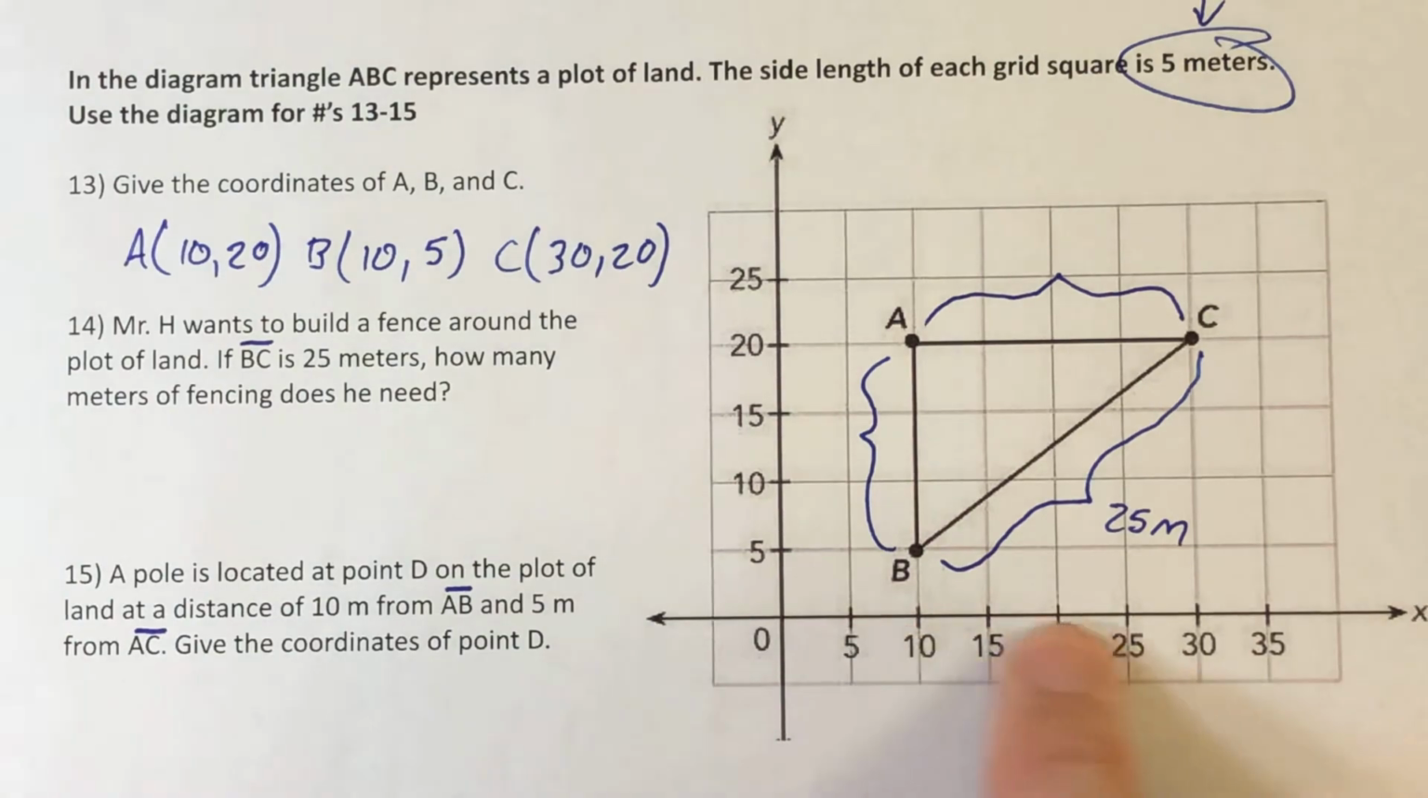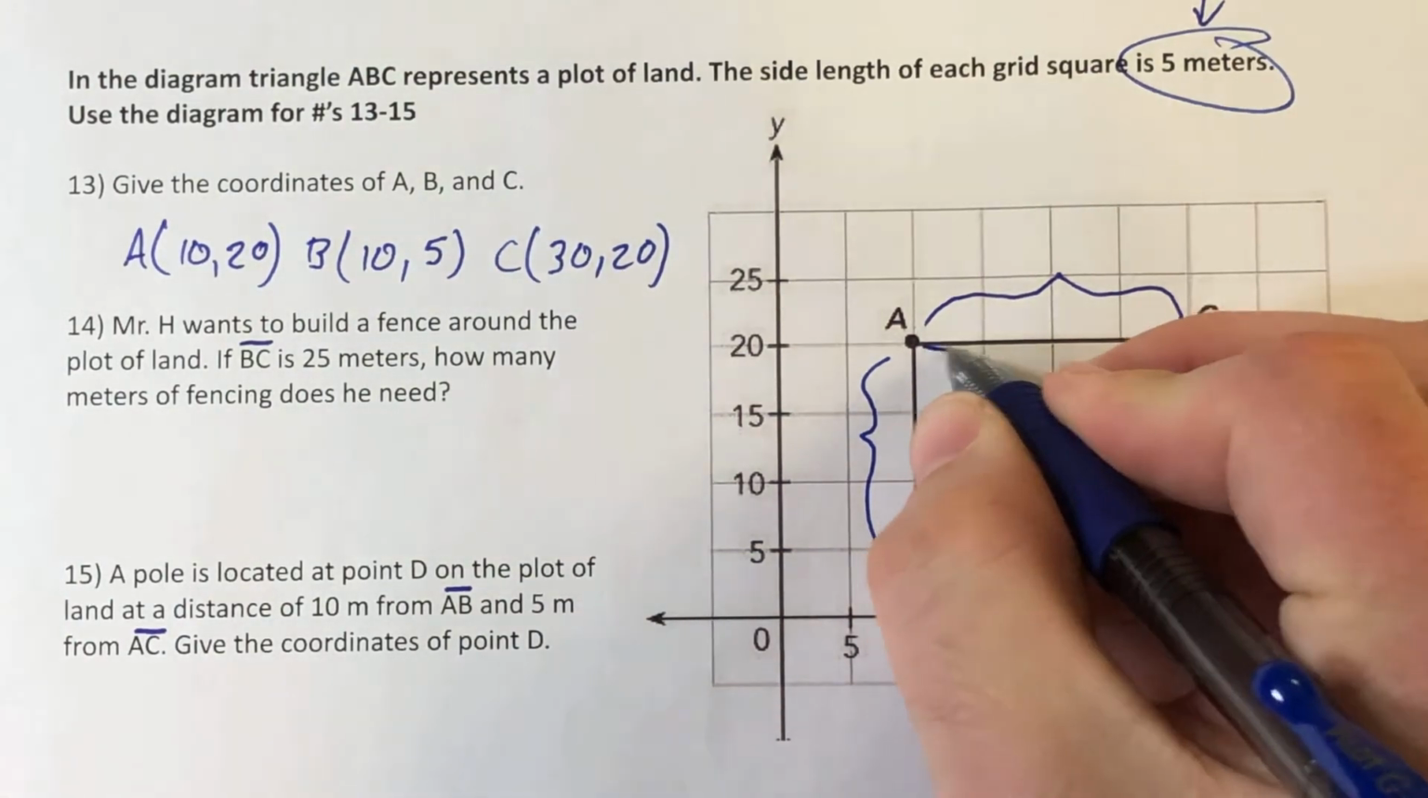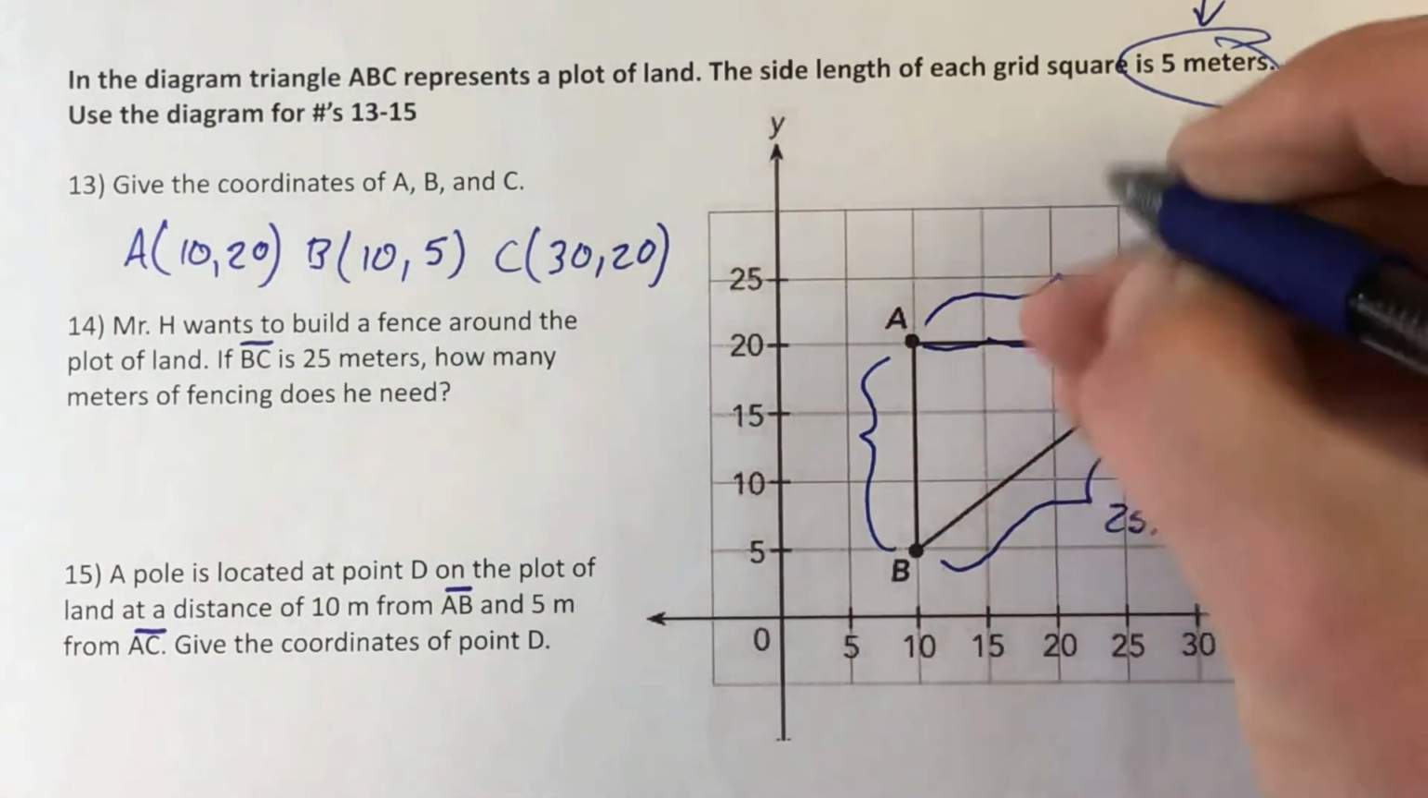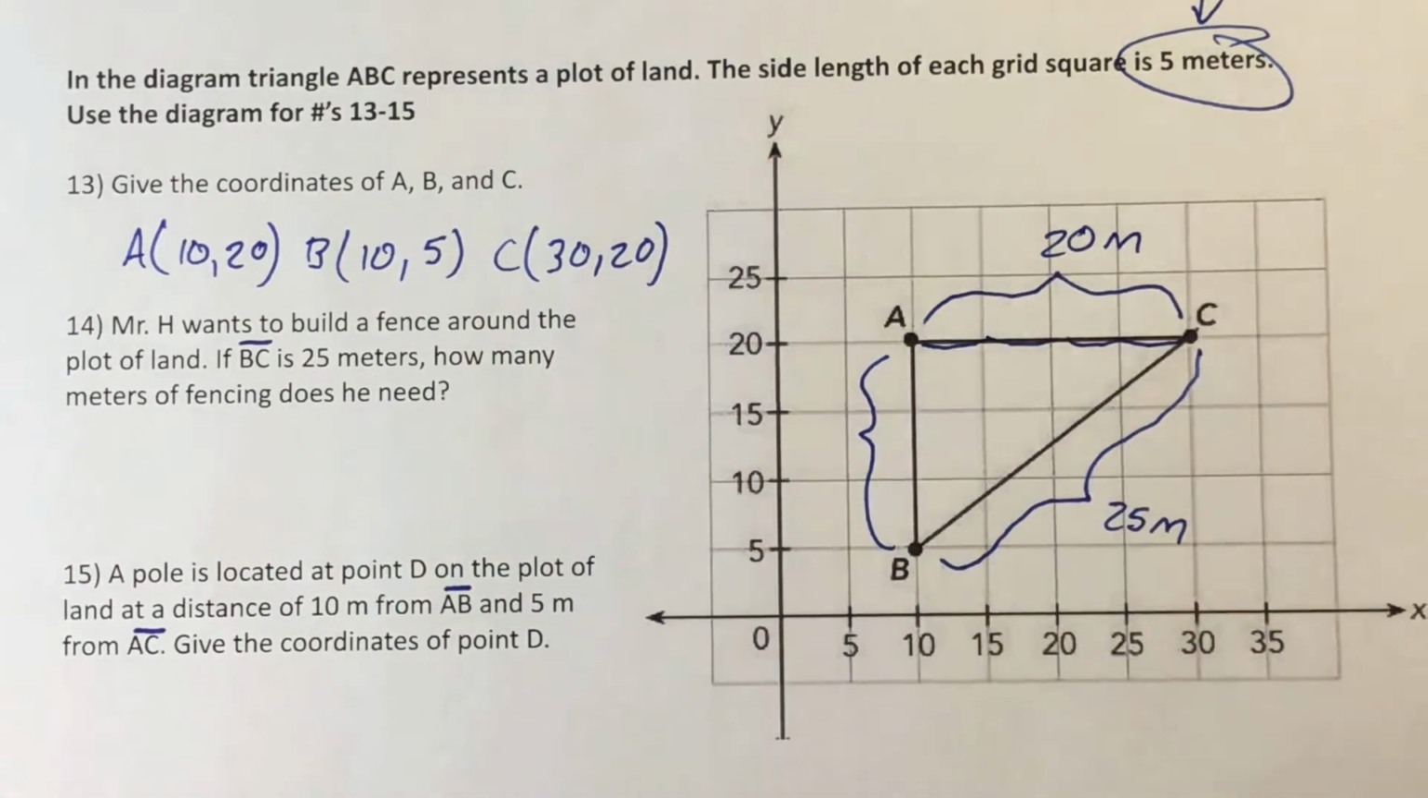Don't forget, we're counting by fives. So, 5, 10, 15, 20. 20 meters.